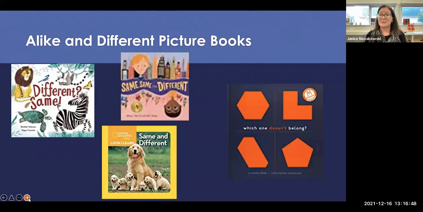On the right-hand side, we do see a math-specific picture book, Which One Doesn't Belong, which many people are familiar with. In this book, there are 4 pictures of geometric shapes, and it really focuses on those characteristics and attributes of geometric shapes. It uses comparative thinking, but with 4 shapes, talking about how they're the same, but also which one is maybe the most unique, which one doesn't belong. And many of you are familiar with that instructional routine.